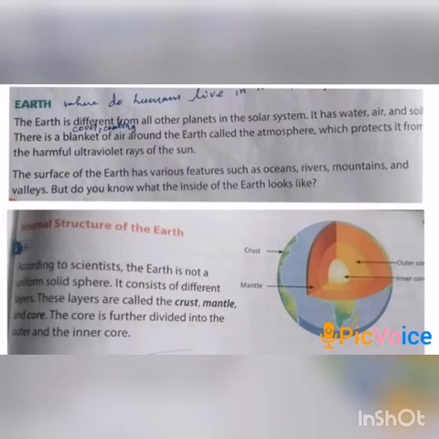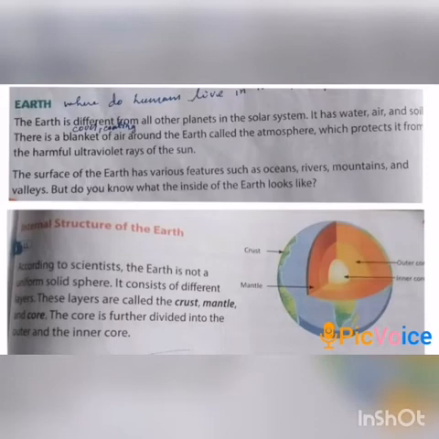According to scientists, the earth is not a uniform solid sphere. It consists of different layers. These layers are called the crust, mantle and core. The core is further divided into the outer and the inner core. The earth is divided into three main layers.